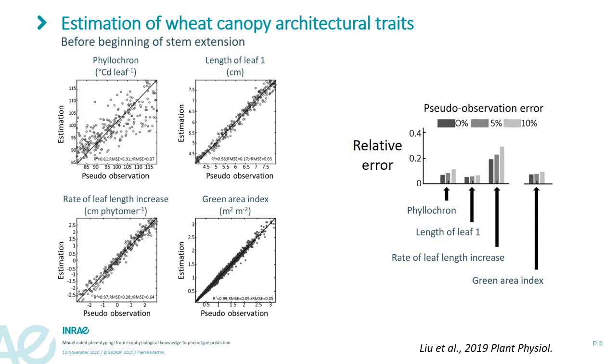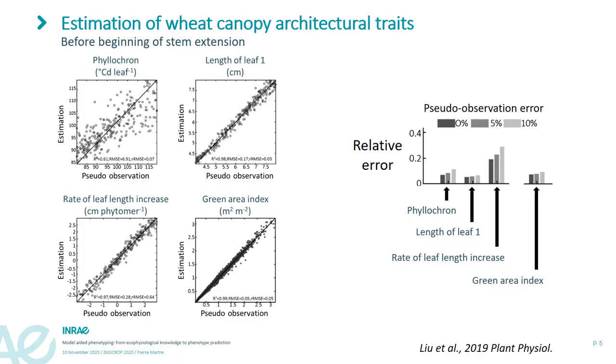I'm here presenting results of the estimation of 3 parameters estimated during the early growth phase of the crop, between crop emergence and beginning of stem extension. So we estimated the rate of leaf emergence, the length of leaf one, and the rate of leaf length increase.